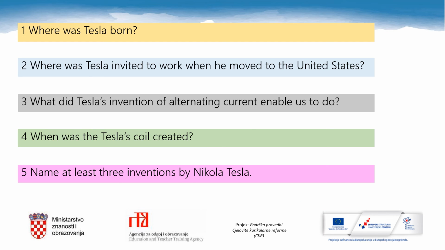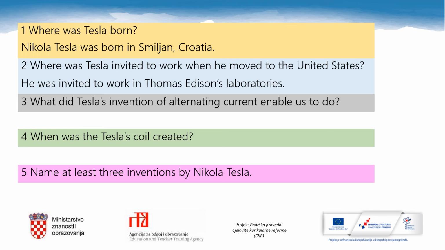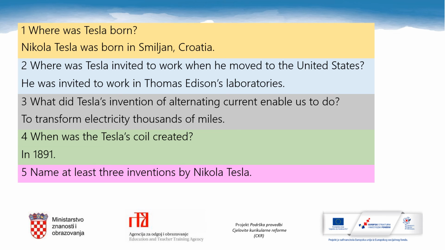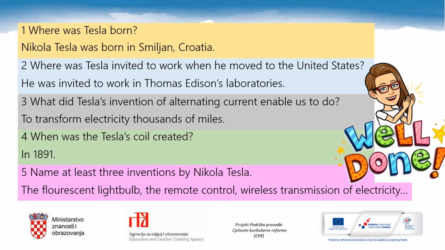And let us check your answers. Nikola Tesla was born in Smiljan, Croatia. He was invited to work in Thomas Edison's laboratories. Tesla's invention of alternating current enabled us to transmit electricity thousands of miles. Tesla's coil was created in 1891. Some of Tesla's inventions are the fluorescent light bulb, the remote control, wireless transmission of electricity, and many more.